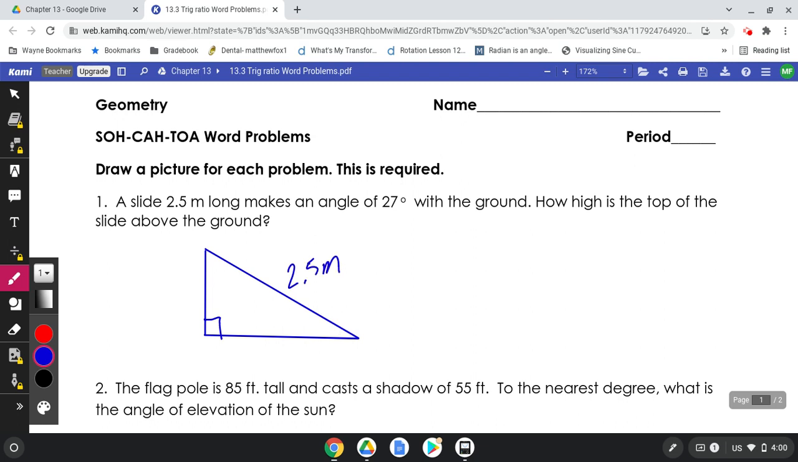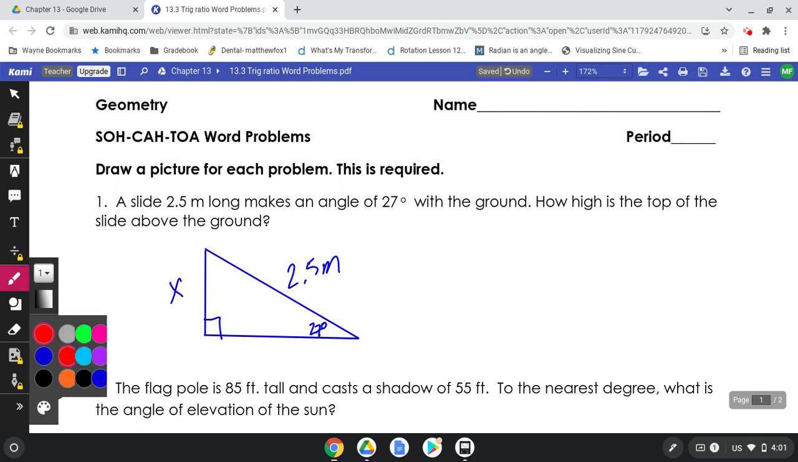Now, it makes an angle with the ground. If we think about it, the ground is right here. So the angle with the ground from the slide would be right there. That's 27 degrees. And it says, how high is the top of the slide above the ground? Okay, so we're going to put an X over here. Height means up and down.